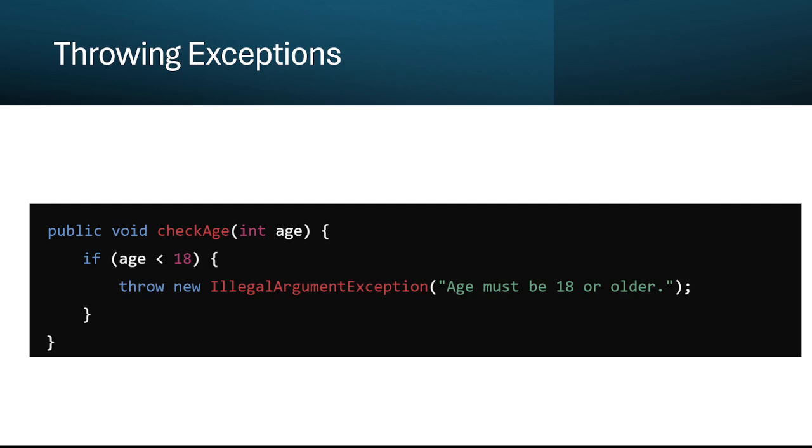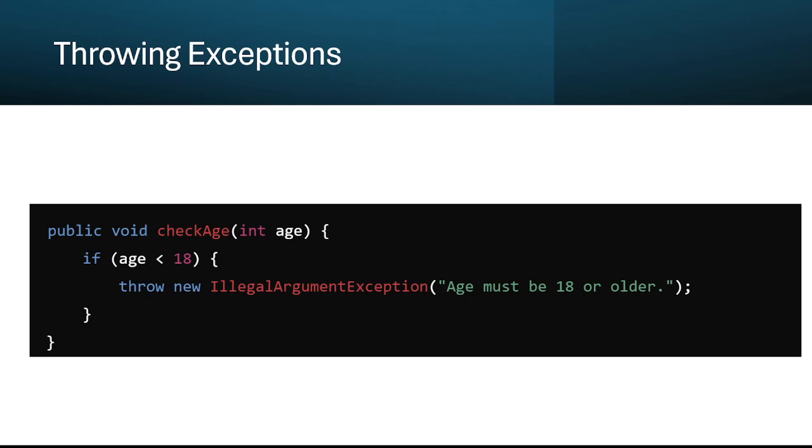Sometimes you might want to manually throw an exception in your code. You can do this using the throw keyword. This is often used in methods to signal that something has gone wrong. This is a powerful tool in Java that allows you to signal errors in your program's execution intentionally. Understanding when and how to throw exceptions is crucial for creating robust and error-resilient applications.